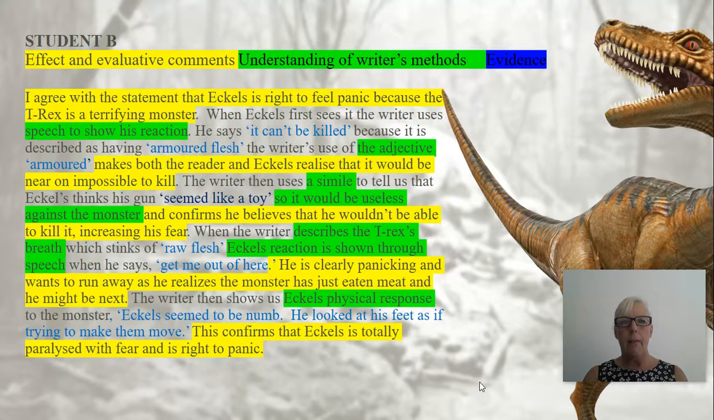So thinking about the marking scheme, I would say that that is clear. It is relevant because it answers and focuses on the question all the time. So the monster is terrifying and Eccles is right to panic. So I think that that deserves a 14, 15 marks.